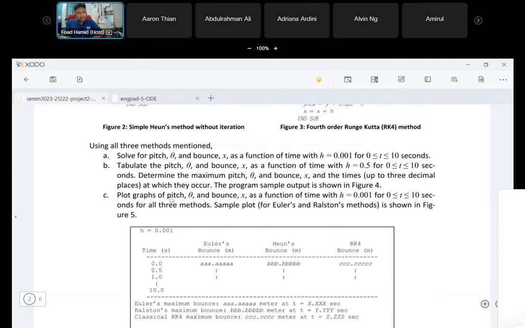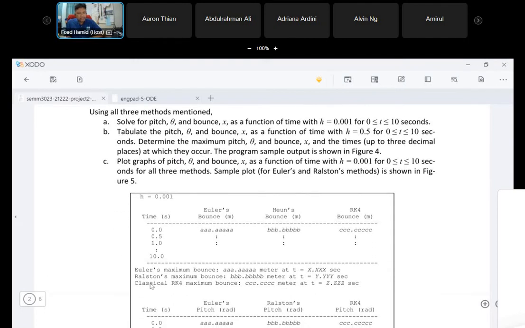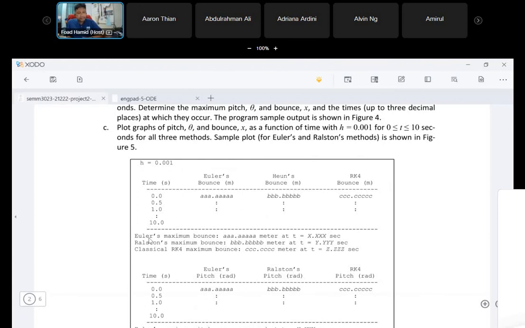So, and then it says determine the maximum pitch and bounce and the time up to 3 decimal places at which they occur. For example, dalam case ini, it shows that the Euler maximum bounce is, what is the bounce? At t equal to what time? Note that you tabulate only up to 1 decimal place. But what I want here, t is up to 3 decimal places. So the value and the time might not be in your table, but it must be somewhere that you keep.